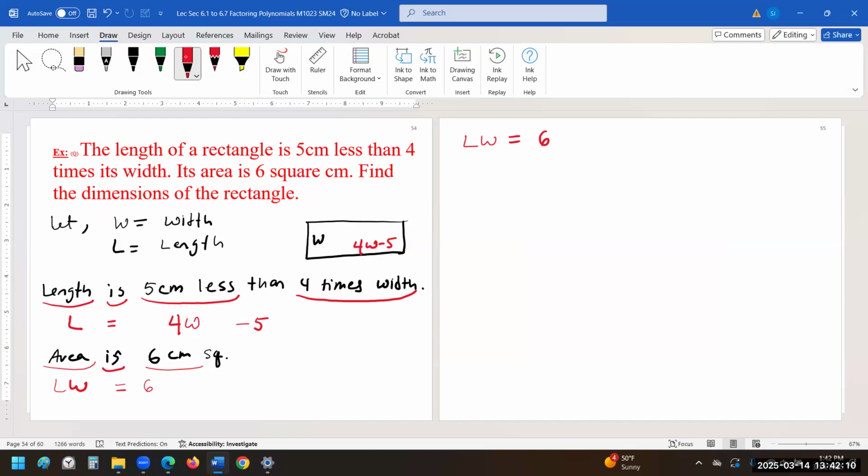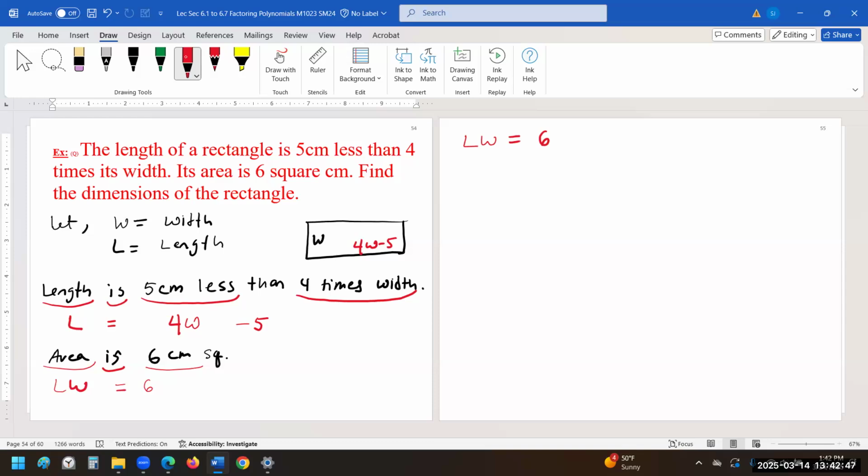But we have a problem here, right? Our equation has 2 variables, length and width. And we still did not learn how to solve equation with 2 variables. We only learn how to solve equation with 1 variable, like x square x number, or t square t number, p square p number, right? Only 1 variable. So can we rewrite one of these in terms of the other one so that we have only 1 variable to work with? Can we rewrite L in terms of W, or can we write W in terms of L?